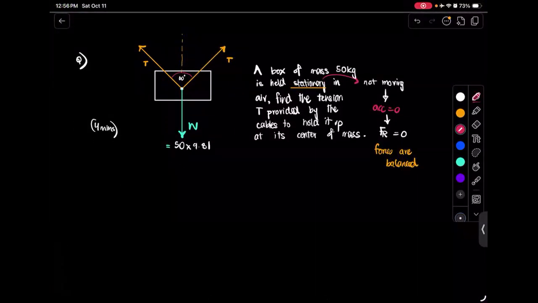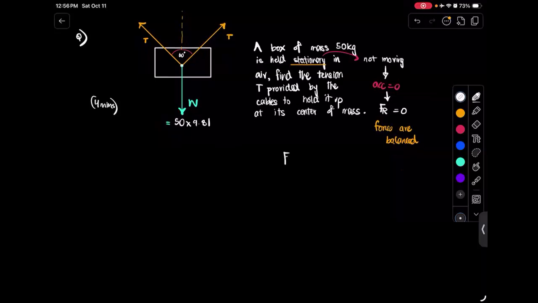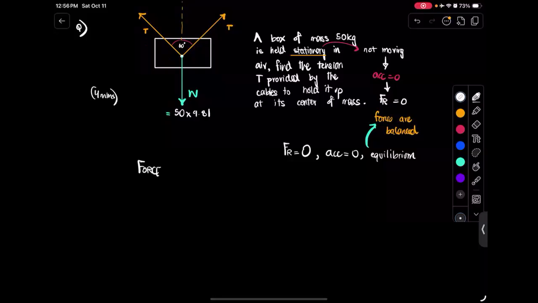So first of all, when a resultant force is zero and you hear the word stationary, or you hear that acceleration is zero, or you hear the word equilibrium, the primary thing that should come to your mind is that forces are balanced. Now, if forces are balanced, that means forces are balanced in every direction. Because if they were not balanced in a single direction, then that object would tend to go in that net force direction.